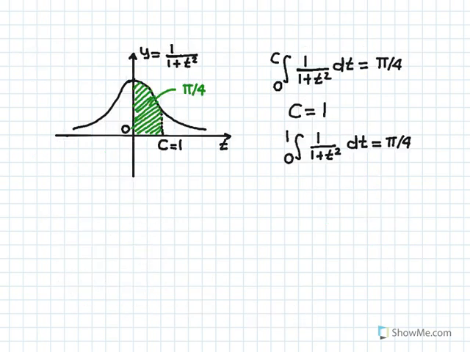So let's interpret this in terms of an area. The integral from 0 to c of 1 over 1 plus t squared dt is pi over 4. That means find the value of c such that the area under the graph of 1 over 1 plus t squared gives us pi over 4. The value of c was found to be 1. That means if you integrate from 0 to 1 of 1 over 1 plus t squared dt, we get pi over 4.